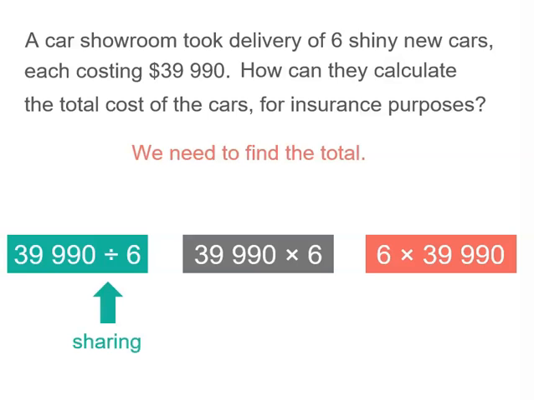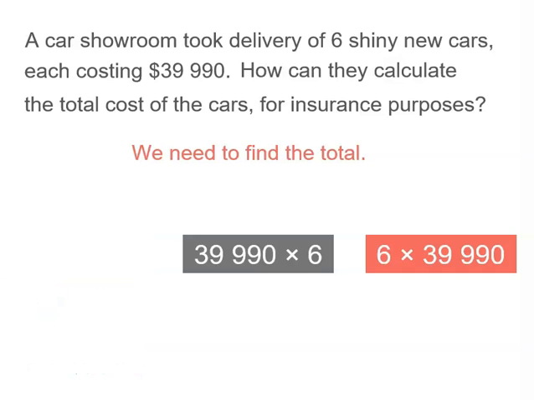Now the first one has a divide sign. It's got the total price and it's dividing it by 6, so it's sharing. So that wouldn't be right because that's only one car's price. So that's going to result in a smaller value, which doesn't make sense for 6 cars. So let's get rid of that option.